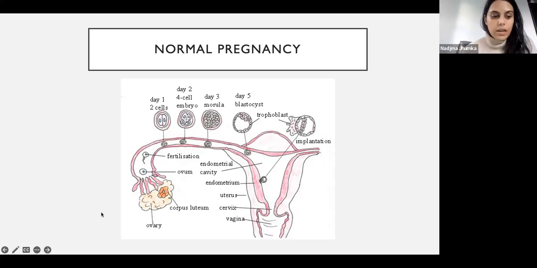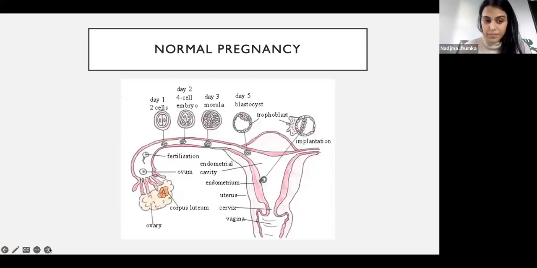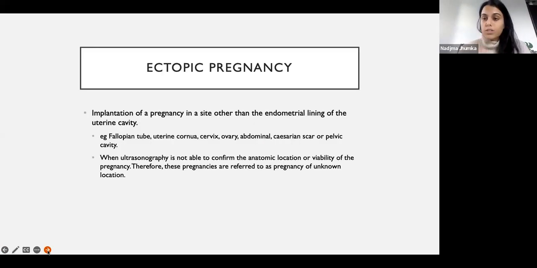The most common place for it to implant itself is the fallopian tube. That's the most common, but it can also happen in the uterine cornua, the cervix. Sometimes, extremely rarely, it can happen in the ovary itself, or completely outside of the reproductive organs in the general pelvis, which we'll talk about a bit later as well.